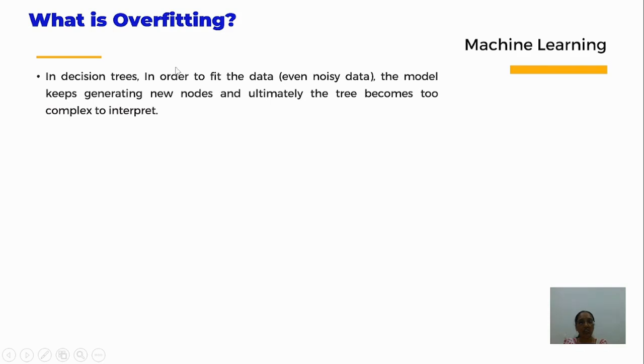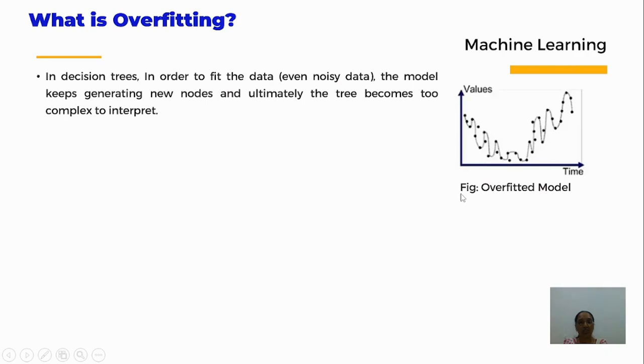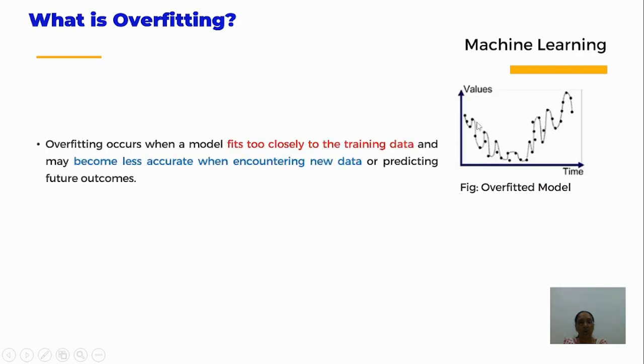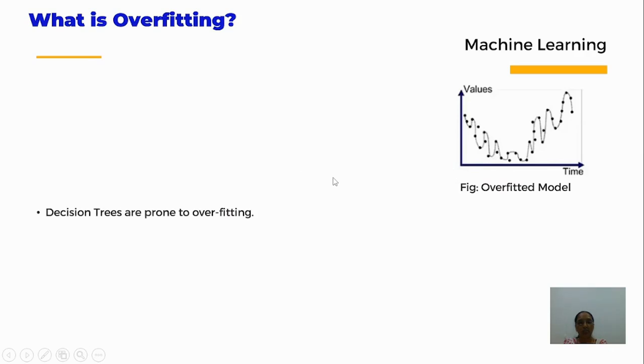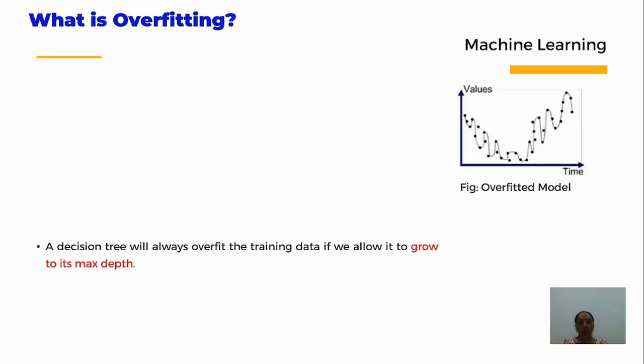In a decision tree, in order to fit the data, the model keeps generating new nodes and ultimately the tree becomes too complex to interpret. So this is an overfitted model. Overfitting occurs when the model fits too closely to the training data and may become less accurate when encountering new data or predicting future outcomes. Decision trees are prone to overfitting. A decision tree will always overfit the training data if we allow it to grow to its maximum depth.